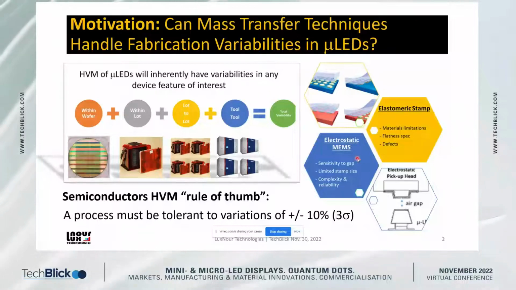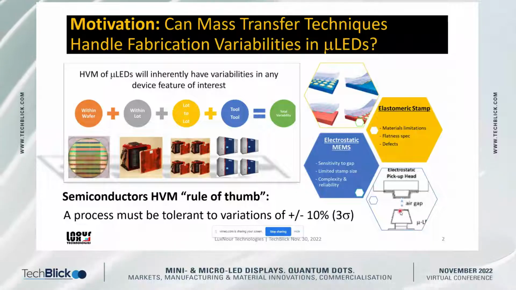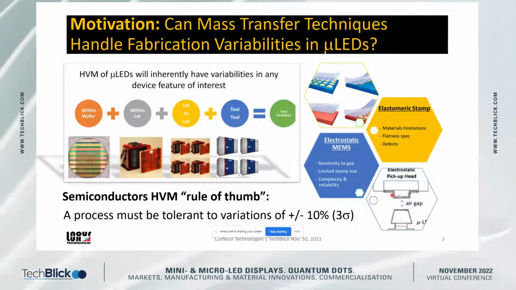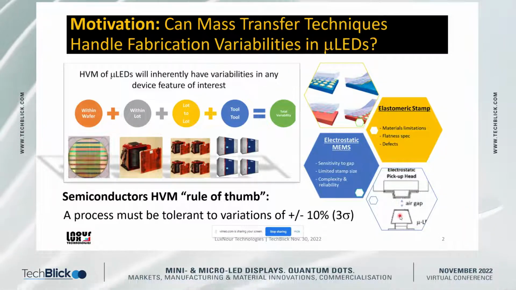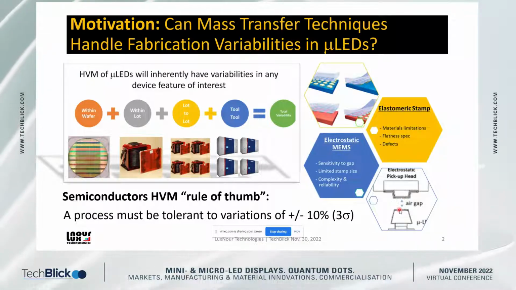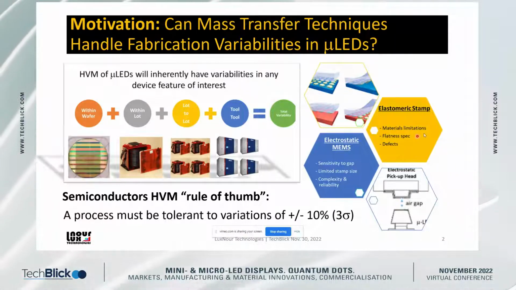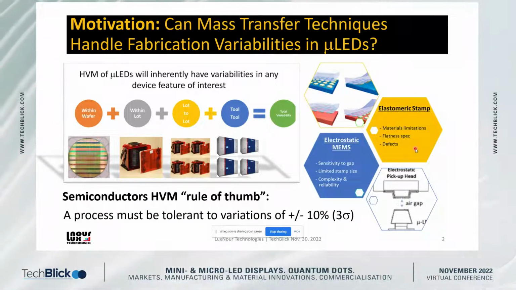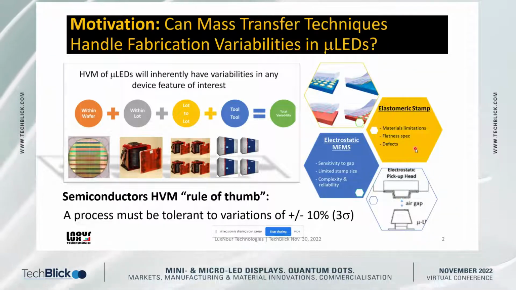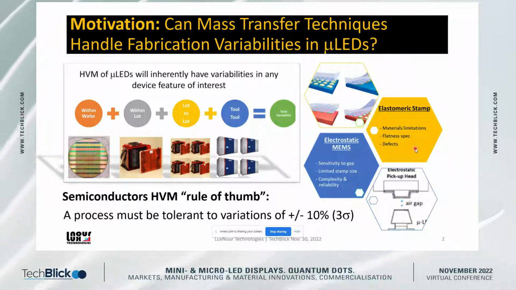For example, the electrostatic MEMS technique. If you have any non-flat surfaces or any gap between the electrostatic head and your micro LED, that gap would require higher voltage. You apply higher voltage, you may actually damage the micro LED, and so forth and so on. And for elastomeric stamps, the same problem does exist. And I'll talk more about what kind of other issues we have there. So this is really the motivation for us.